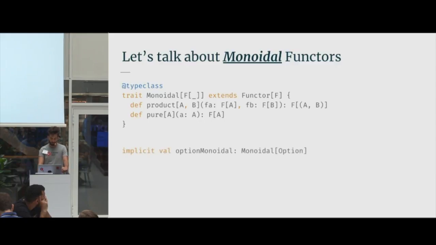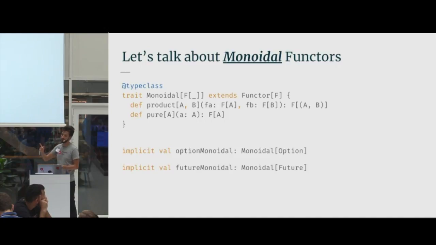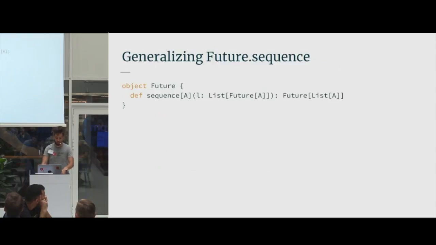So for example, I talked about option, and actually option has an instance for monoidal, and the same with future. And future, this one is really cool because if you've ever wondered how to run two futures in parallel, this is exactly the way to do it. Say you have a future of integer and a future of string, you say, hey, just use this product function, then it will actually run both in parallel and then return, once both are done, a tuple of integer and string. And yeah, what we can do with this is generalizing future.sequence.